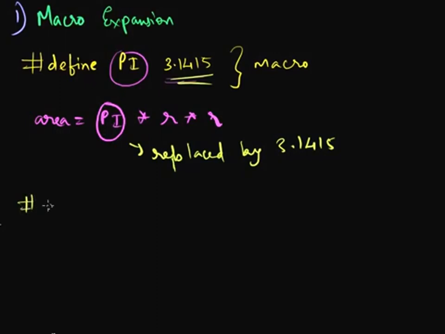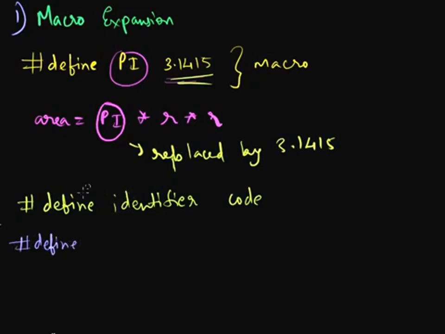The syntax is as follows: hash define, you have an identifier, how to identify your code or your values, and you have code. Now by code I mean you can have any code. This time we had values, but you can have code. Let us take an example. If I say hash define, let's say we have to define a macro called new line, and new line will be replaced by this code.